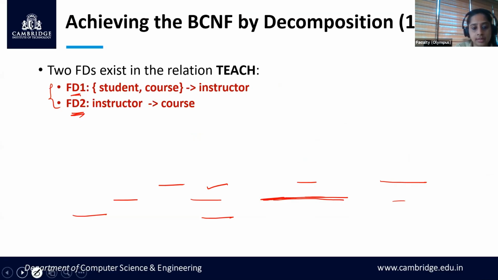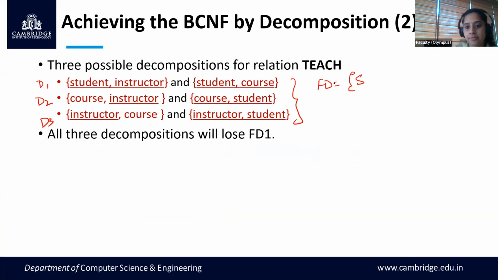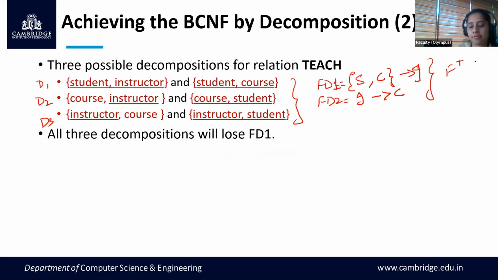Let us check these functional dependencies. FD1 was student course determines instructor. FD2, instructor determines course. Fine. So these two, including all the FDs, I call it F plus. That's the closure of all FDs. F plus is the closure property.